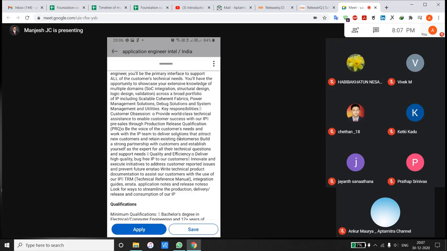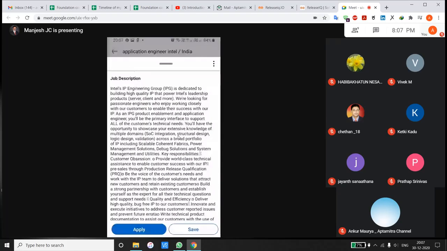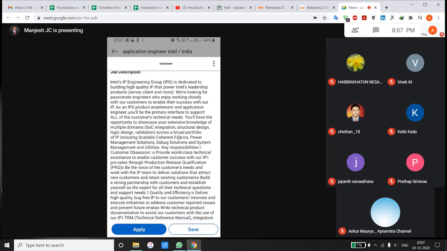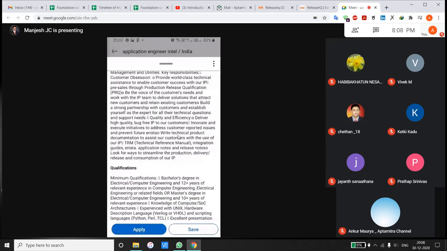You see that there is no vertical focus over here. There is horizontal focus, meaning not just PD, not just validation, not just DFT. You should also know about integration. You should also know about design. Knowing is enough and you need not become an expert. You just need to convey as a messenger, I would say, literally. And if you have very good customer or rather communication skills, you are the most preferred candidate for this. But again, they have asked for 12 plus years of relevant experience in this case.